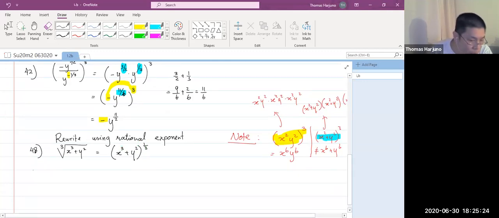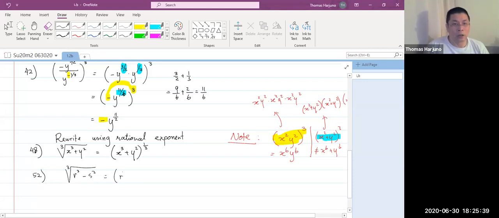Number 52, cube root of r cubed minus s cubed. This will be r cubed minus s cubed to the power of 1/3.